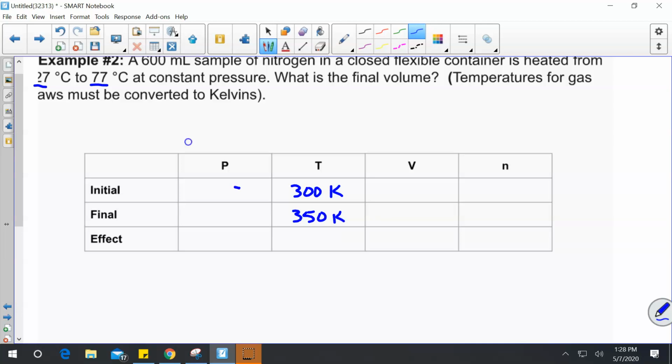Now they're telling me the pressure is staying constant, and it's a flexible container, and it is going to be sealed up, so we're not letting anything in and out, so the moles are also constant. And the volume I start out with was 600 milliliters. I want to know, what's my new volume going to be? If I look at my temperatures, it looks like they are increasing. Direct relationship for this one, this is also increasing.